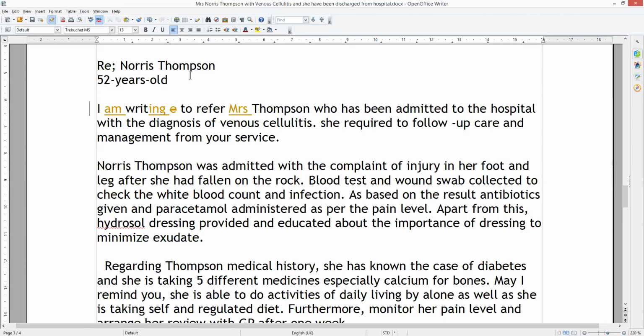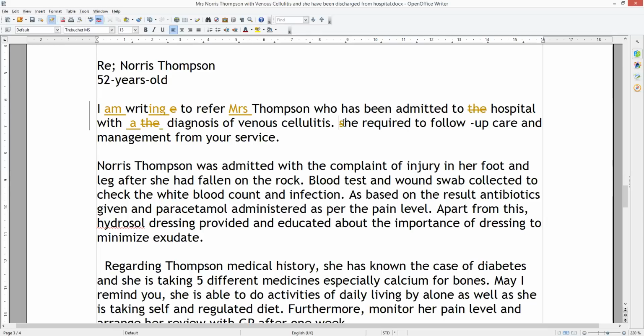I'm writing to refer Miss Thompson, to whom? Who has been admitted to hospital. Now, we don't usually put an article in front of hospital. We simply say admitted to hospital. With the diagnosis, well, when you introduce something for the first time, don't you usually use indefinite article? Yeah, so we would say with a diagnosis of venous cellulitis.